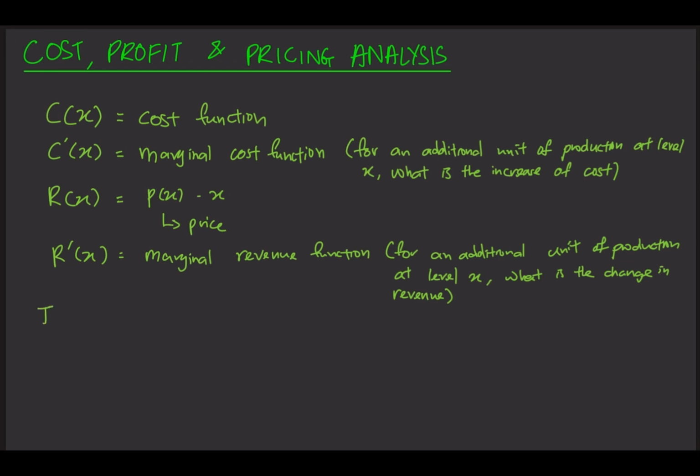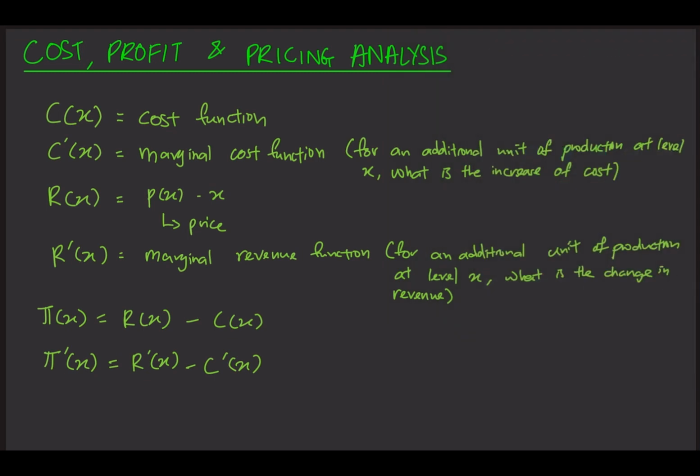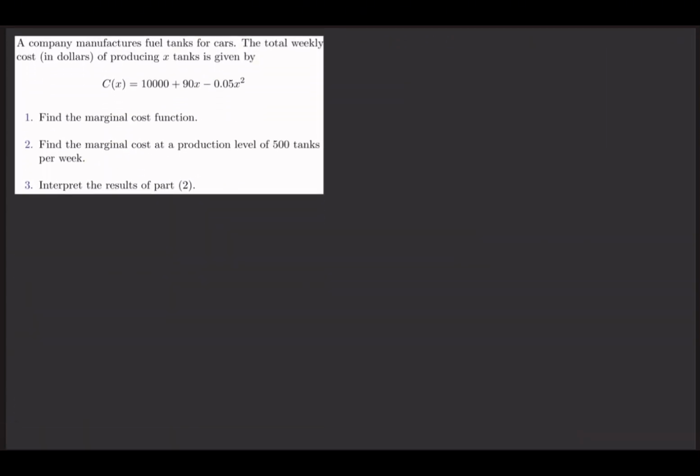We also have the profit function, which we write pi of x equals the revenue function minus the cost function. And then finally we have the marginal profit function, pi prime of x equals R prime of x minus C prime of x. Okay, now knowing all this, we can move on to apply this into real life situations and do our analysis, right?